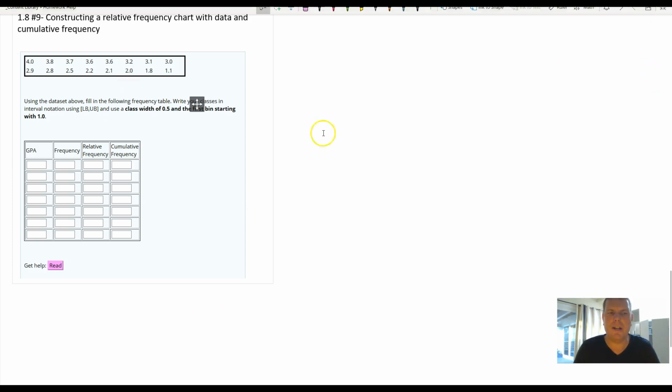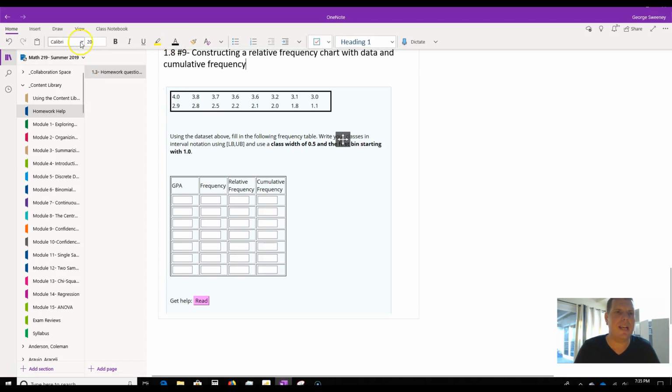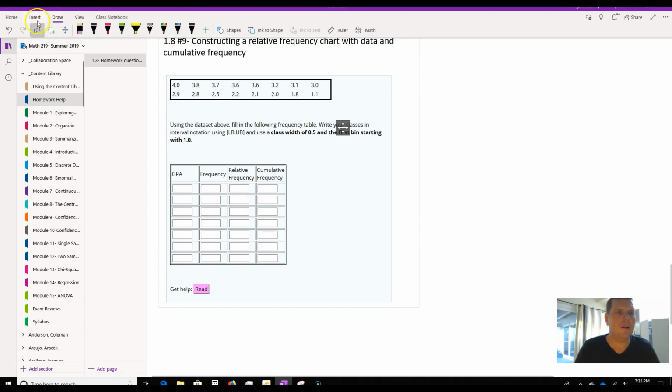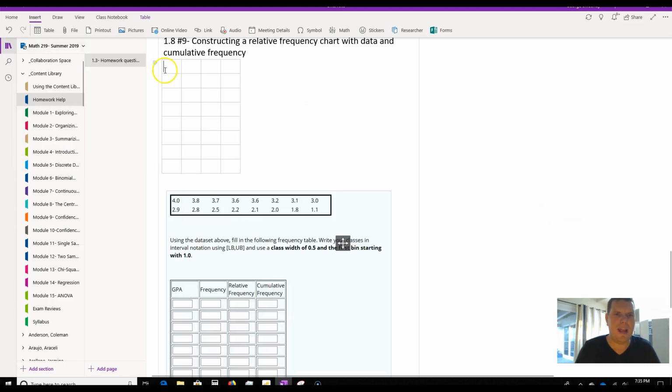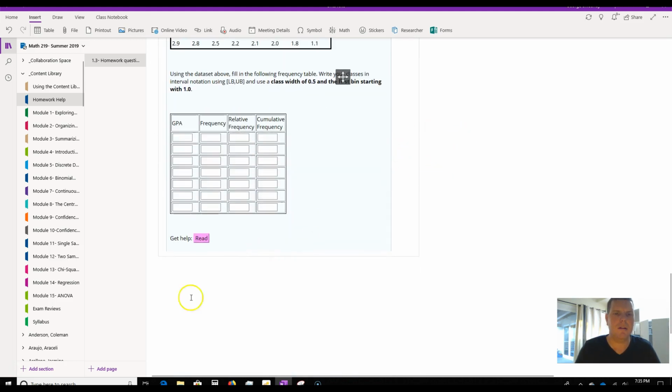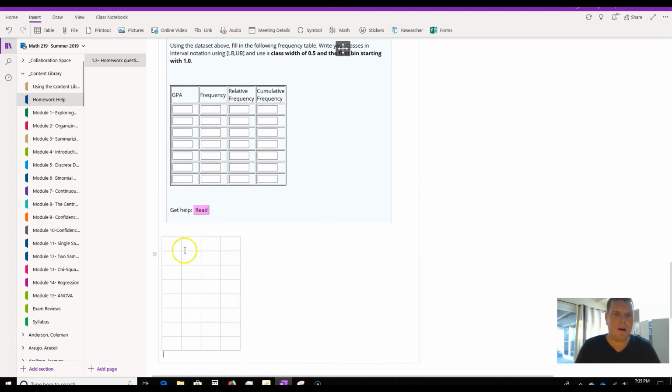Okay? Actually, what I'm going to do is copy down this particular table. I'm going to draw a table, so I want to insert the table. My table is going to have 1, 2, 3, 4, 5, 6, 7, 8, and it's going to be 8 by 4, so it's going to mimic the table that we have here. All right. So here's going to be our GPA. Here's our frequency. Here's our relative frequency. And here's our cumulative frequency.